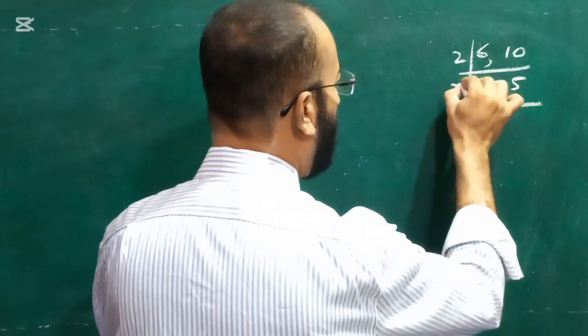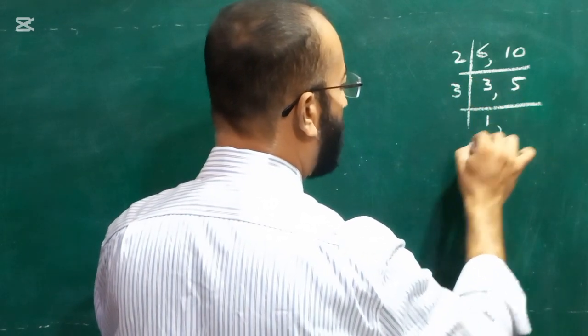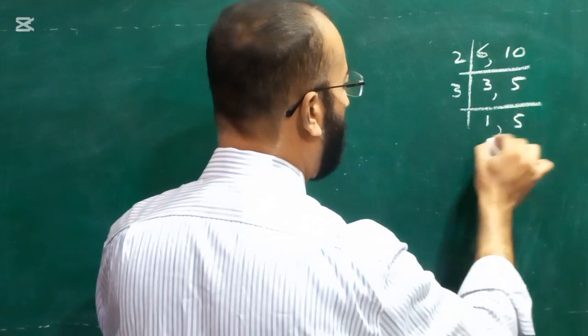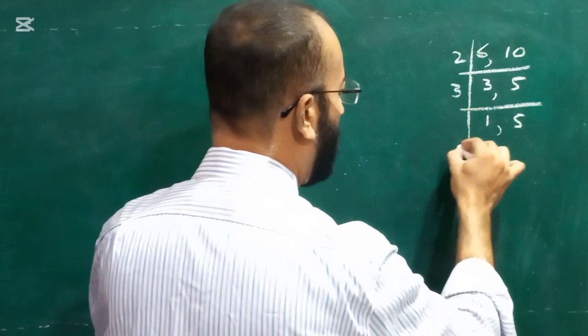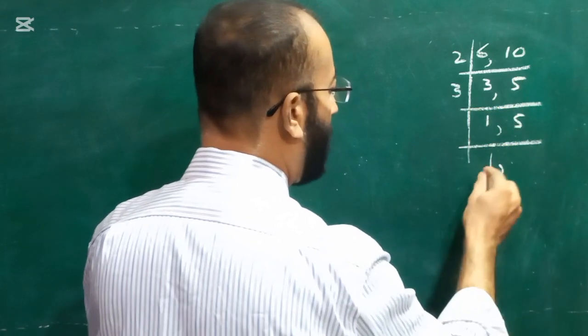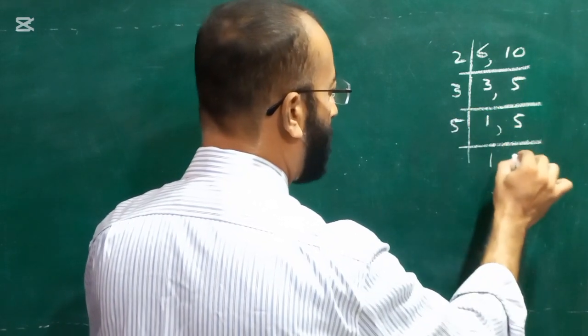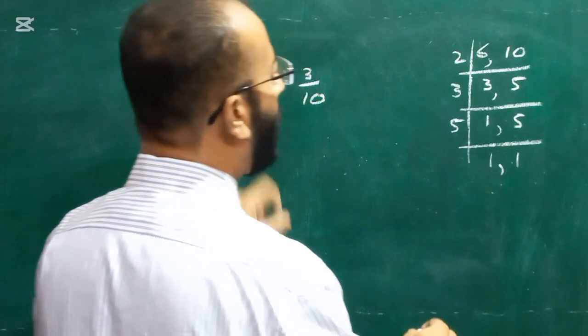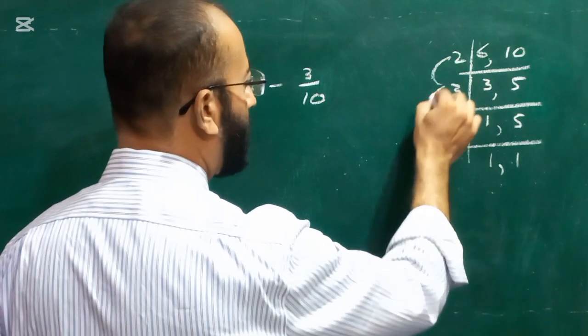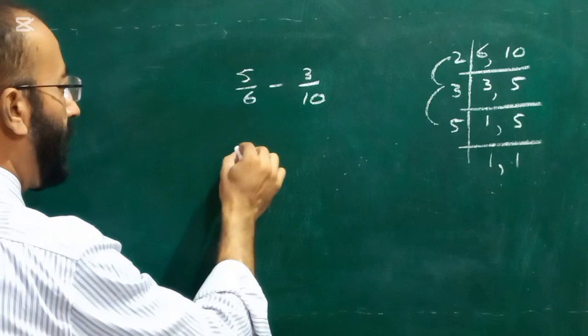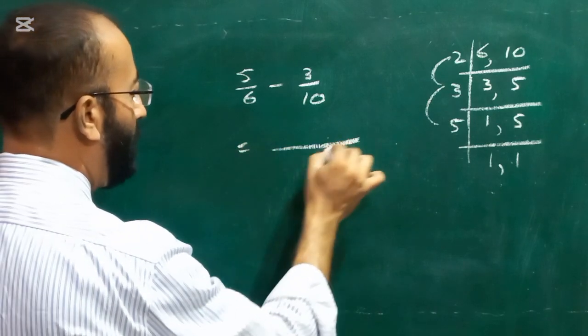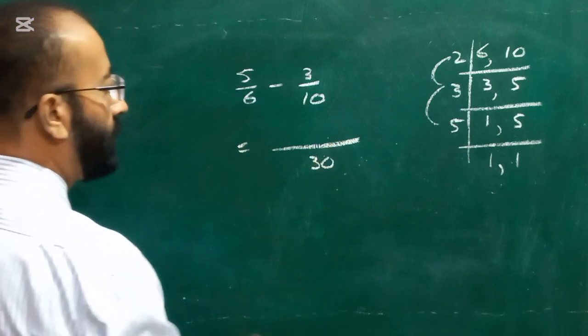Then 3 comes in the table of 3. So 3 1s are 3. This 5 will not come in the table of 3, so it will be written as it is. Now this 1 will come down as it is, and in the table of 5, this 5 comes one time. So now 2 3s are 6 and 6 5s are 30. So 30 is the LCM. So 30 will be written in the denominator now.